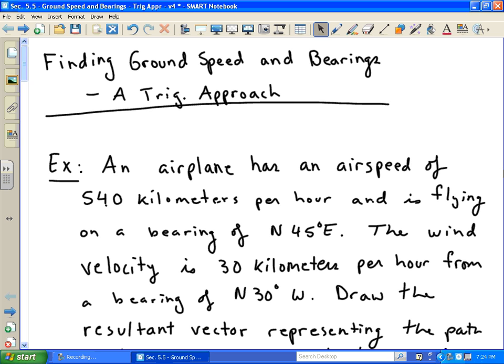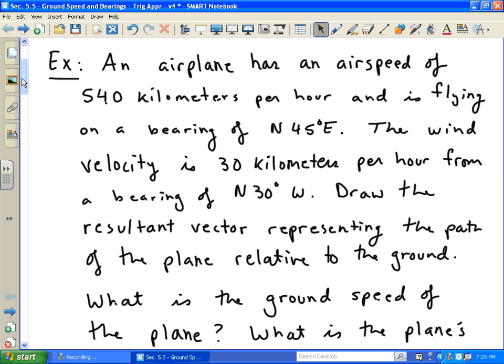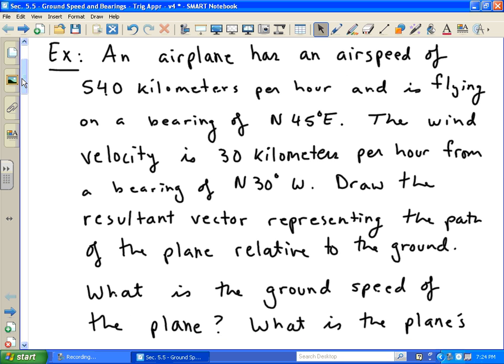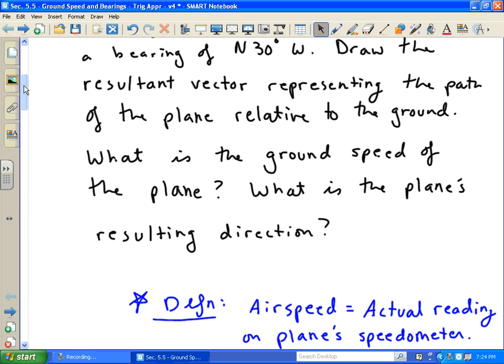Okay, this example says that an airplane has an airspeed of 540 kilometers per hour and is flying on a bearing of north 45 degrees east. The wind velocity is 30 kilometers per hour from a bearing of north 30 degrees west. Draw the resultant vector representing the path of the plane relative to the ground. What is the ground speed of the plane, and what is the plane's resulting direction?